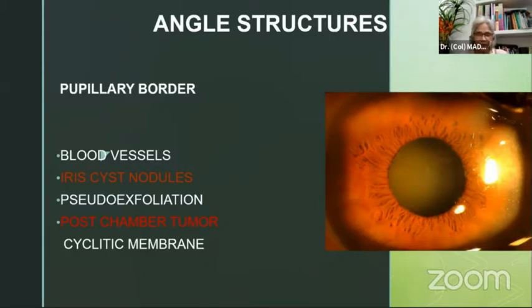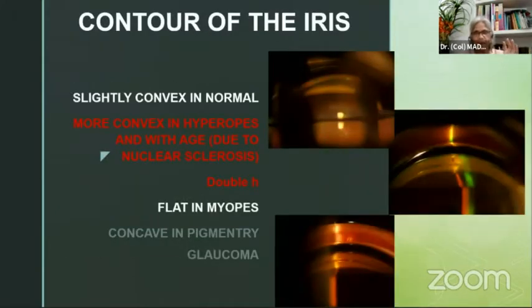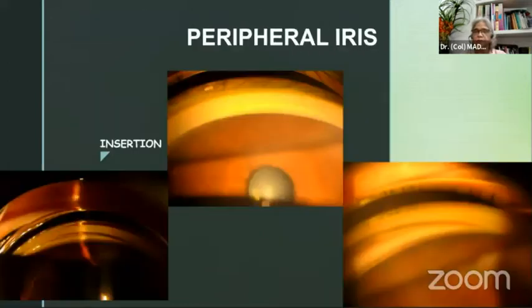And then we go slightly more carefully and look at the contour of the iris. This is very important because normal people will have a slightly convex iris, but people who are myopes or have pigmentary glaucoma will have a concave iris. But the real fear lies in what? It is when the iris is more convex. These are the people who are likely to go into angle closure glaucomas.